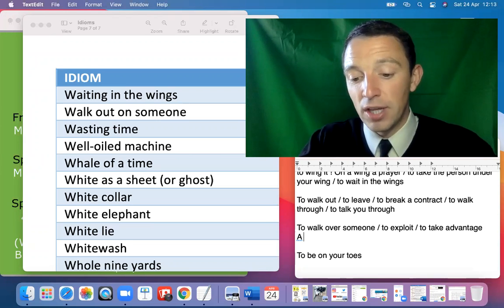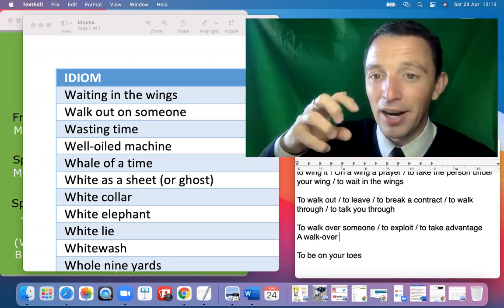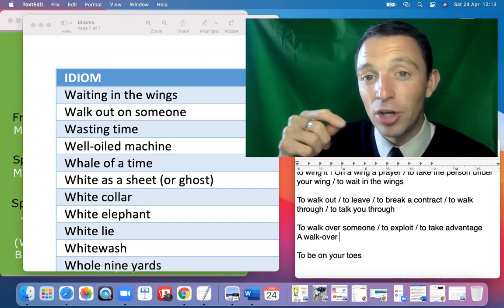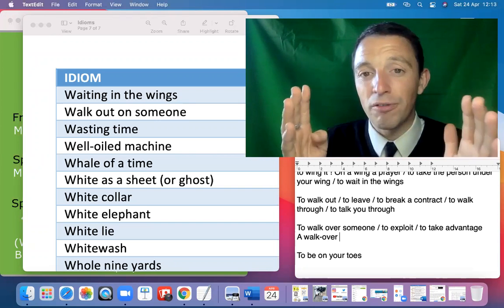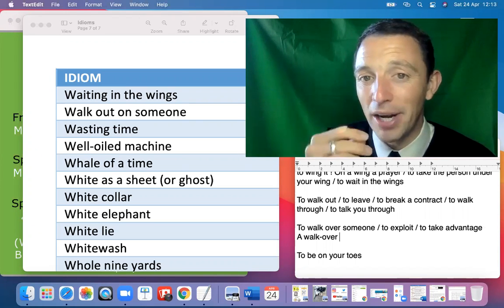In relation to sports, a walkover is very specific, when the opponent does not appear, the opponent does not arrive, so you receive a walkover, like a victory, because the opponent did not appear.